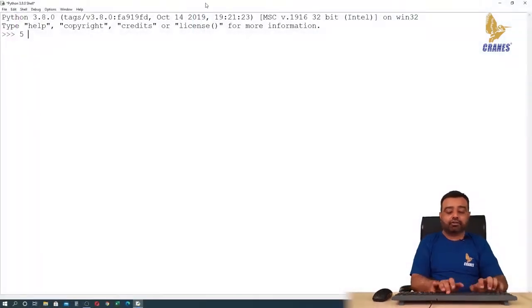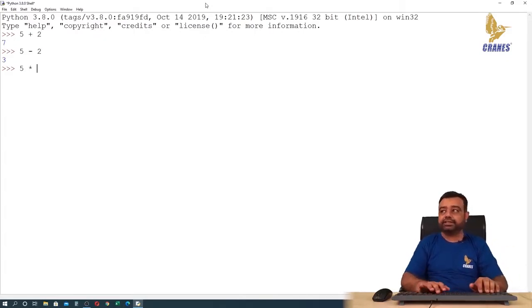Now let us look at each of these operators. The plus symbol performs addition, for example 5 plus 2 is 7. In the same way, the minus operator performs subtraction, 5 minus 2 is 3, and the asterisk symbol performs multiplication, 5 into 2 is 10.